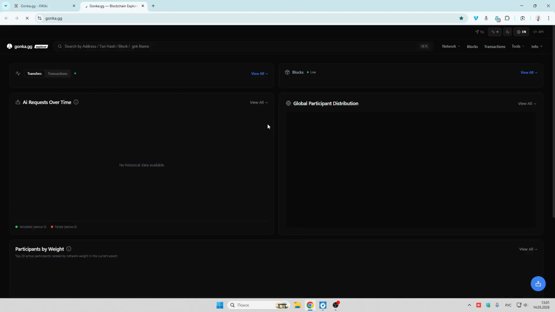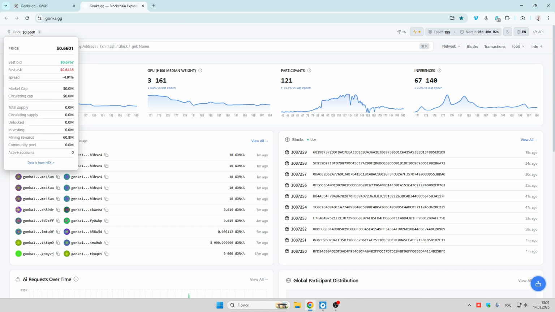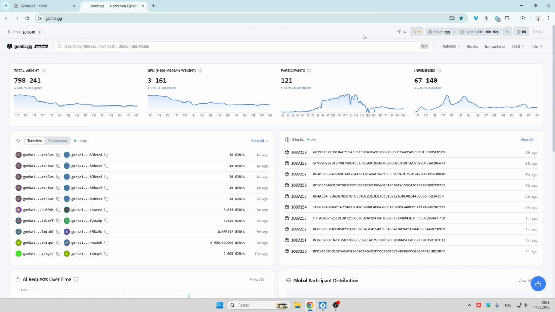Let's go to the dashboard itself and see what's interesting here. Well, everything here is interesting. Let's start with the general overview and then move on to the details. So what do we see here? The top row. This price, I believe, is taken from the Hex exchange.